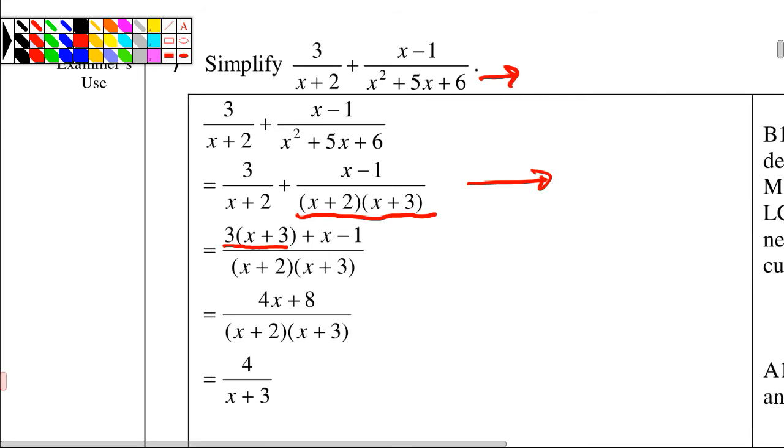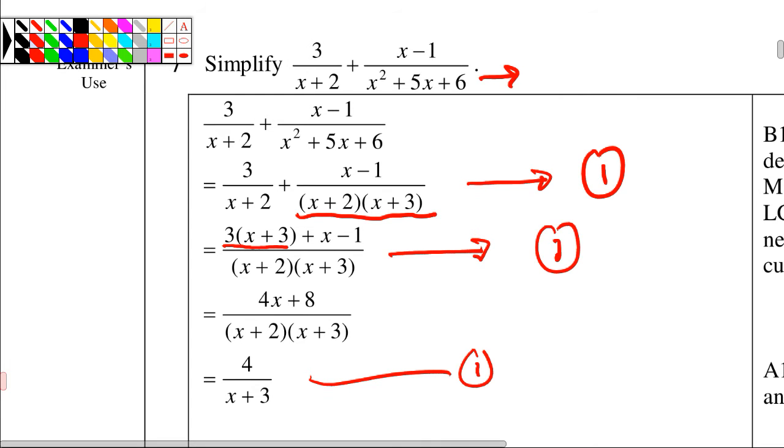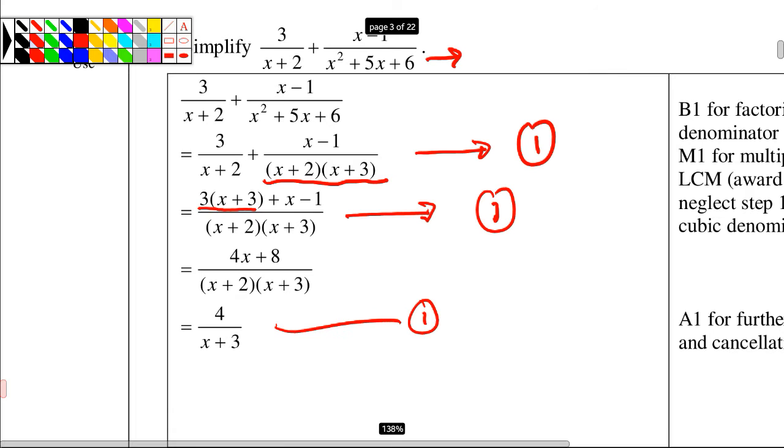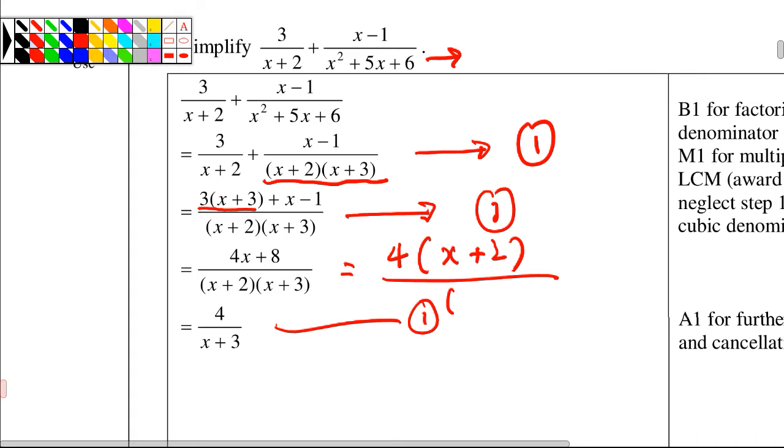Ability to factorize. If you factorize like that, 1 mark. If you combine into one fraction, 1 mark. Your final answer, 1 mark. So it's 2 marks. So roughly you know how to mark. How do you get the final answer? How from here to get here, you factorize. So for x plus 2 over x plus 2, x plus 3, then you cancel.